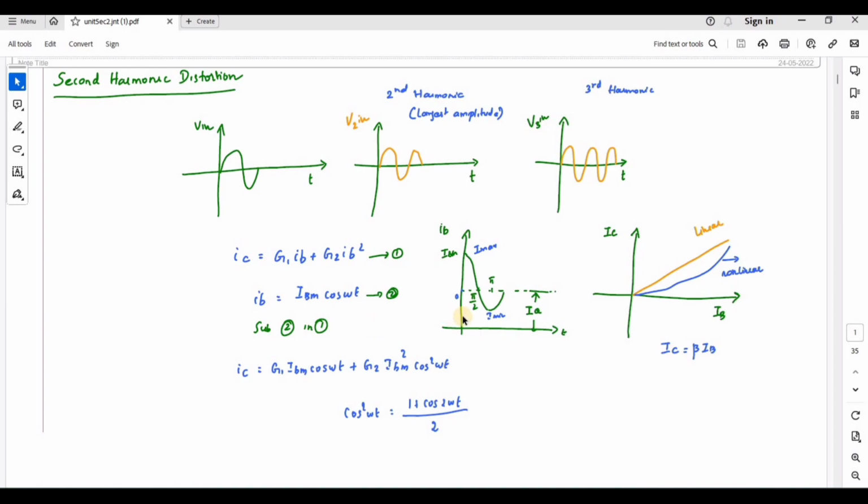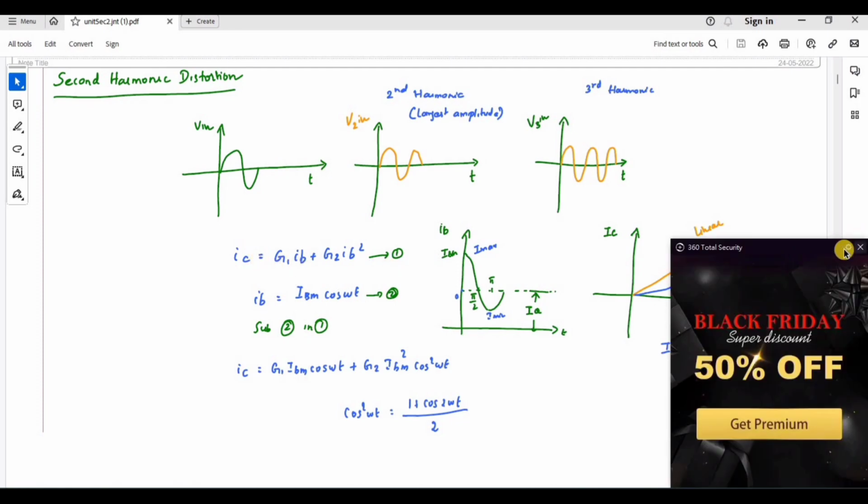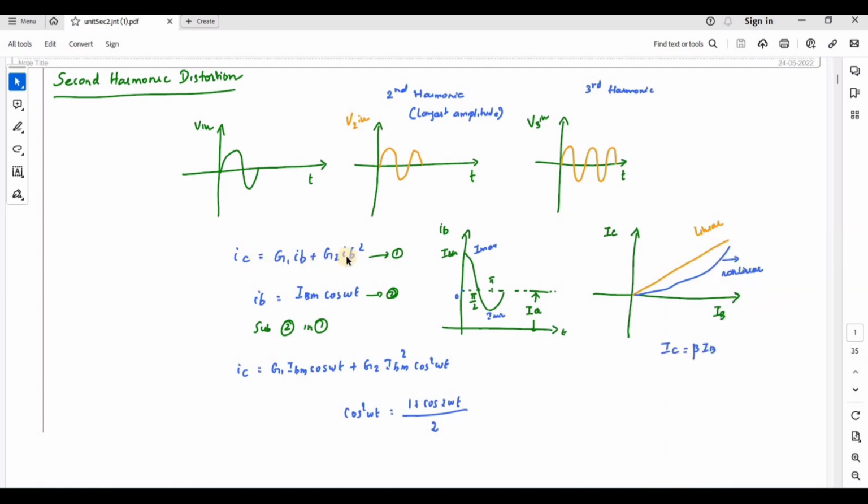We know that the alternating current IC is equal to G1 IB plus G2 IB square. We know that IC is equal to beta IB. This is for the DC value, and for AC I am representing IC is equal to G1 IB. This IC represents the alternating current, and IB represents the input excitation, where G1 and G2 are constants.